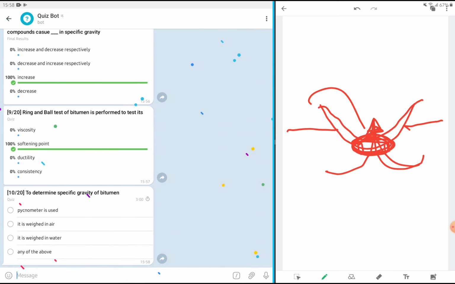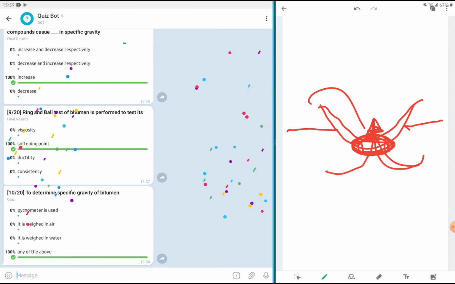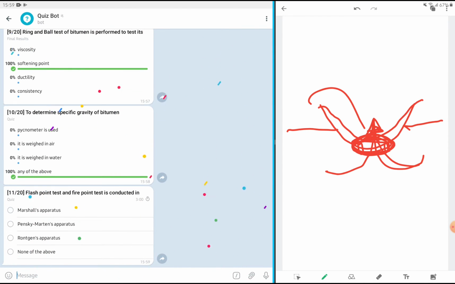Now, to determine the specific gravity of bitumen, what are we doing? Can we use a pycnometer? Yes. Can we weigh it in air and compare the values? Yes. Can we do the same with respect to water? Yes. Means we can go for any of the methods mentioned in the options. Therefore, any of the above is the correct answer for this case.